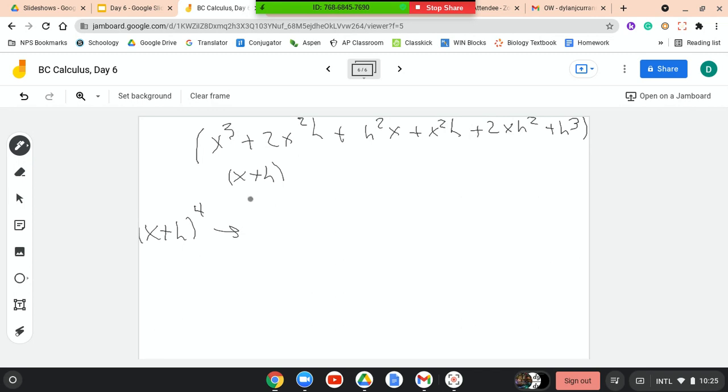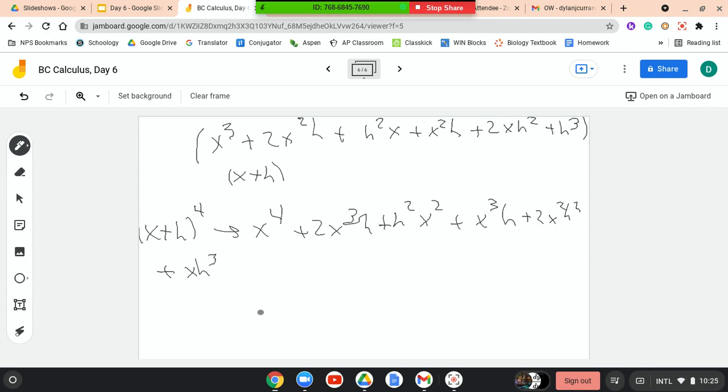just this times this. So we multiply the x by this, we get x to the fourth, plus 2x cubed h. The x times this is plus h squared x squared. And then we get the x. You see what I'm doing? I'm just taking the x and multiplying it by each term. Then I get x cubed h plus 2x squared h squared plus x h cubed.